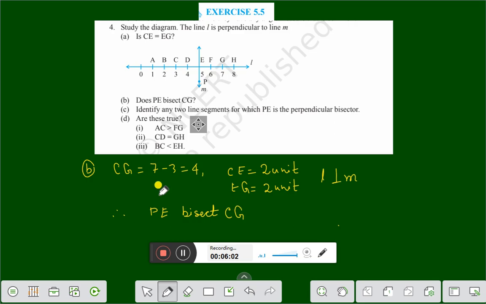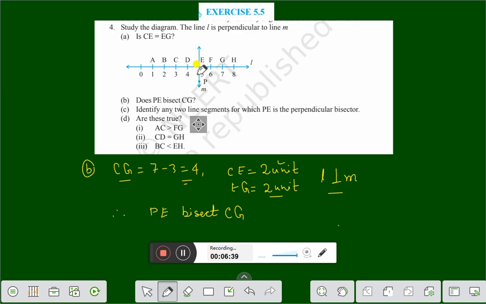Again we are explaining here. The value of CG: final reading is 7, initial reading is 3, that is 7 minus 3 is 4 units, right? Now what is the value of CE? CE is equal to 5 minus 3, that is 2 units. What is the value of EG? EG is 7 minus 5, that is also 2 units. Here this is the same, that is CE is equal to EG, and here also it is perpendicular to M, right? Therefore you can say that PE bisects CG. PE means this one. This is the solution of question number B.